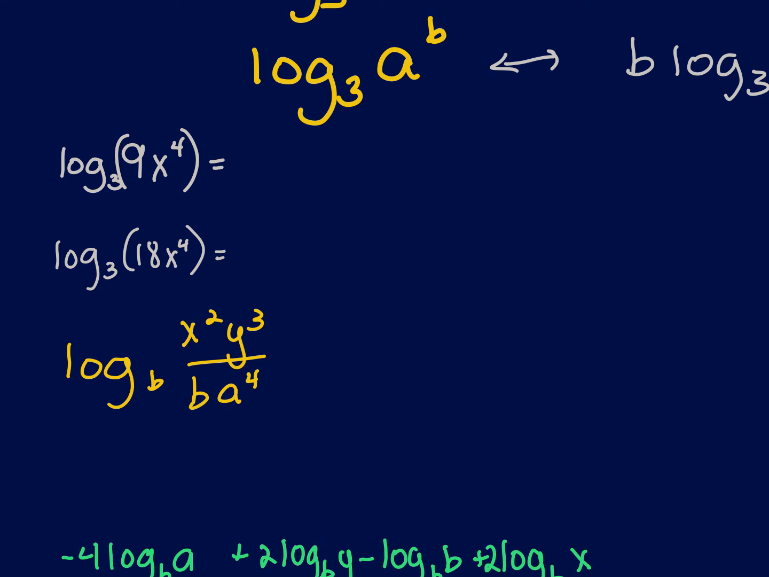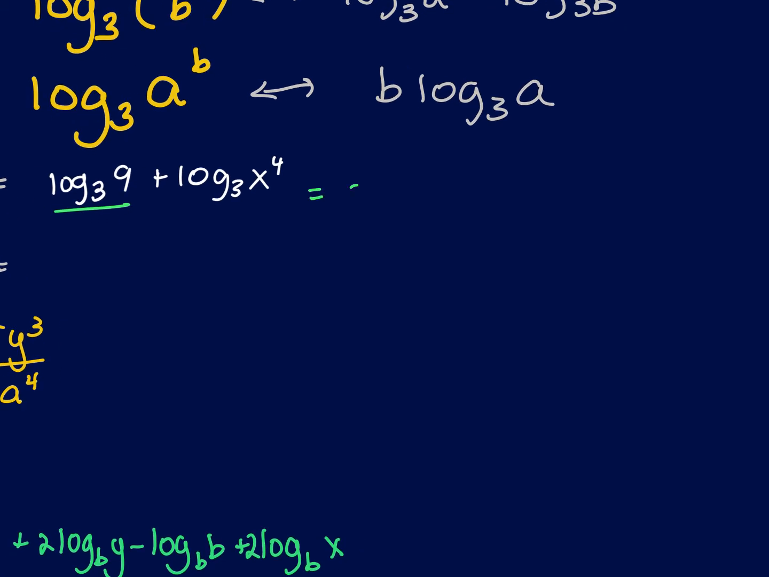All right, so when I expand log base 3 of 9x to the 4th, because it's multiplication, it would become addition. So I'd end up with log base 3 of 9 plus log base 3 of x to the 4th. The log base 3 of 9 becomes 2, and the 4 bumps to the front here. So it would be 2 plus 4 log base 3 of x.